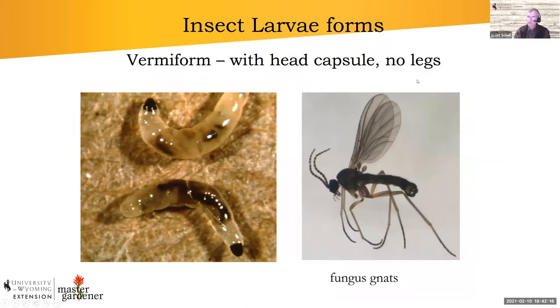Vermiform with a head capsule and no legs still. Fungus gnats are an example of that. They have a little head capsule and little chewing mouth parts. They can chew on the hyphae of fungi and other decomposing organic matter, like in potted plants that maybe have a little bit too much organic matter and a little bit too much water.